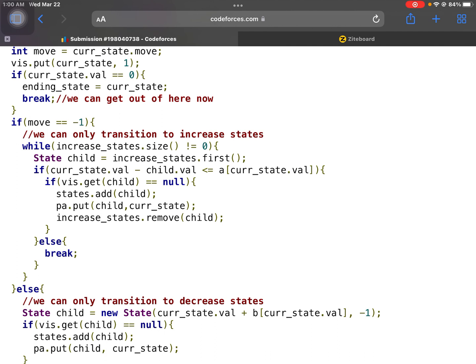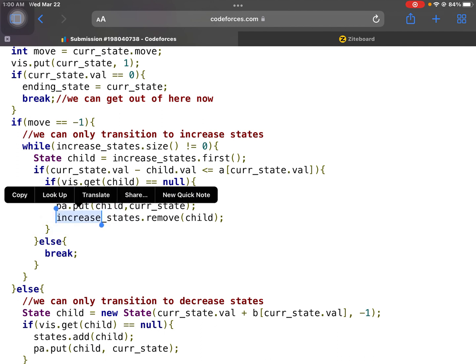This is just to print out the path, don't really worry about it. But the idea is that for the increase state, you're going to remove the child. This is the solution. It's basically saying that anytime I'm in a decrease state and I'm trying to transition to any more increase states, then I know that I won't have to revisit them again, right? So you don't have to check them.